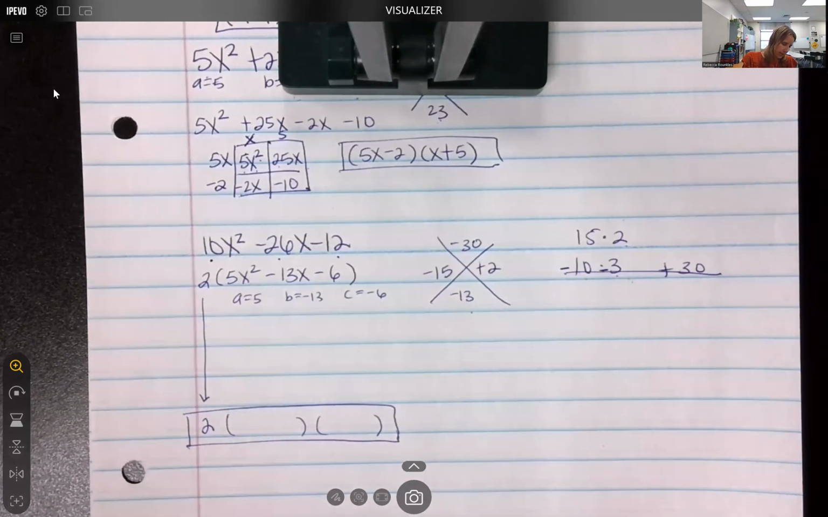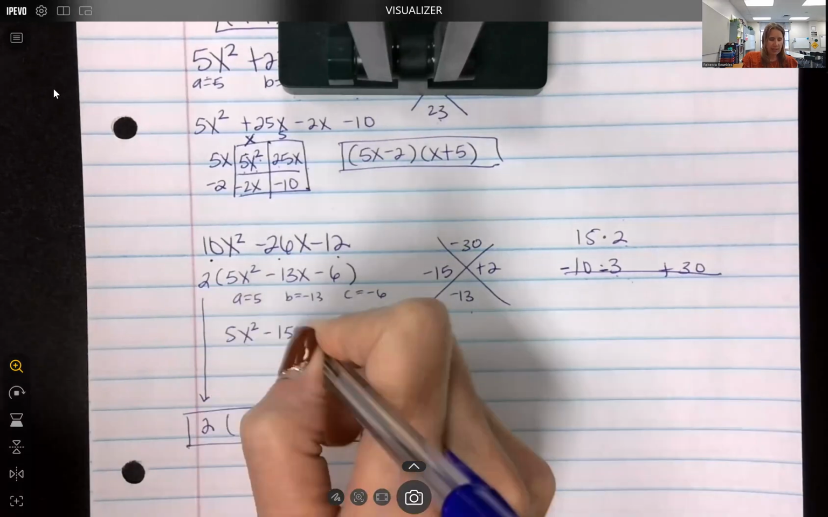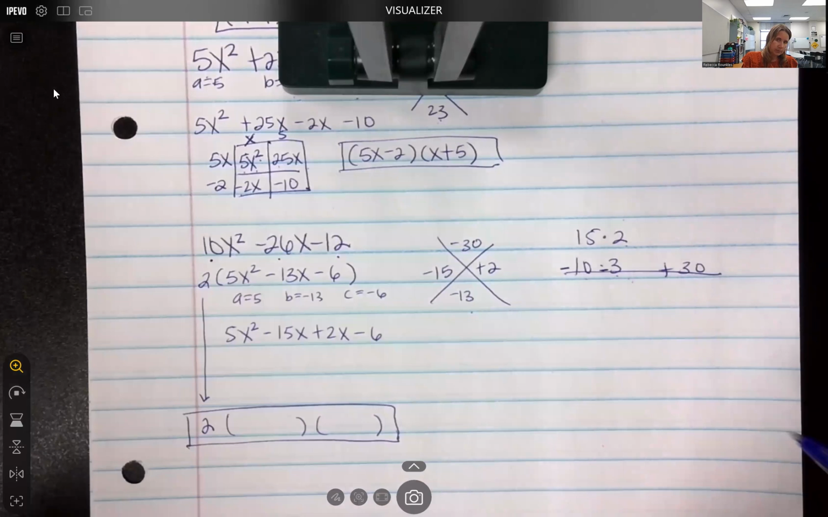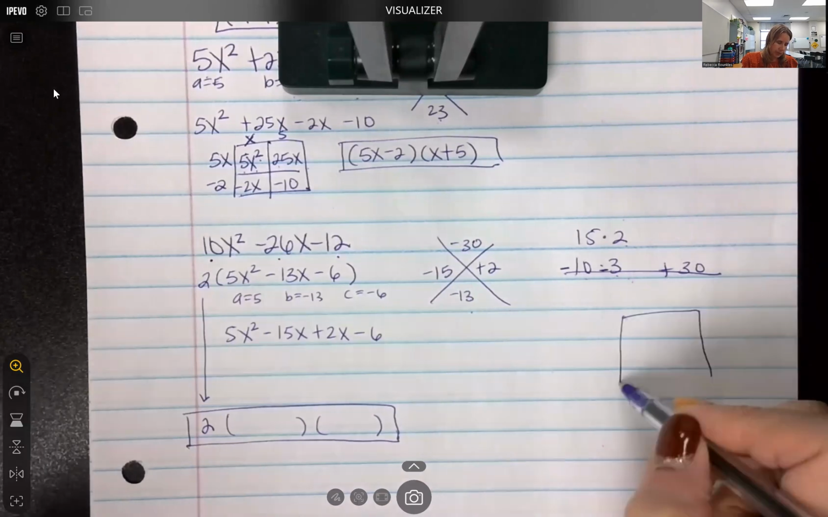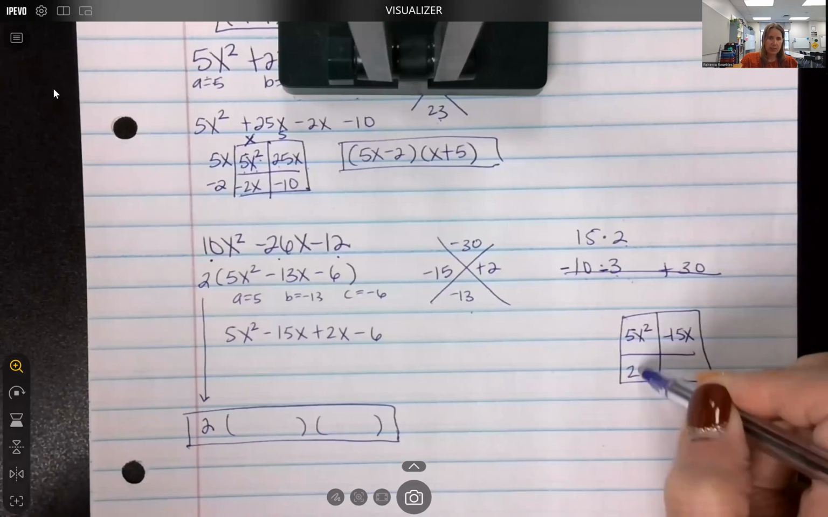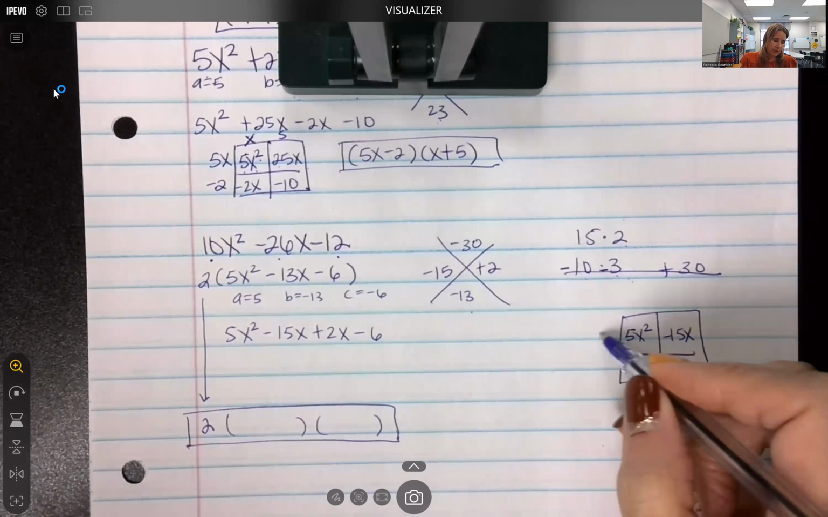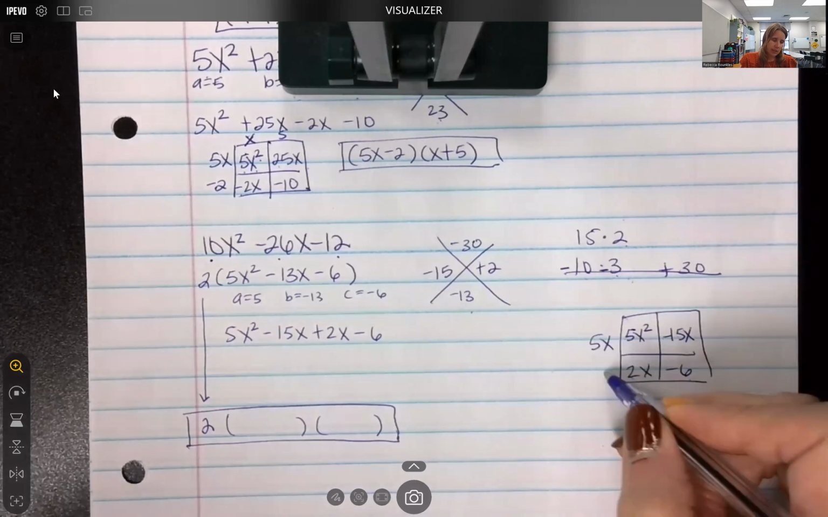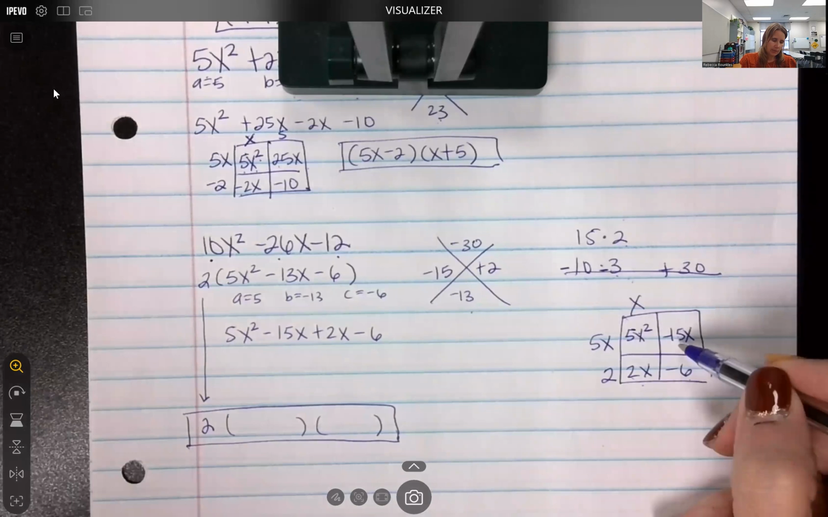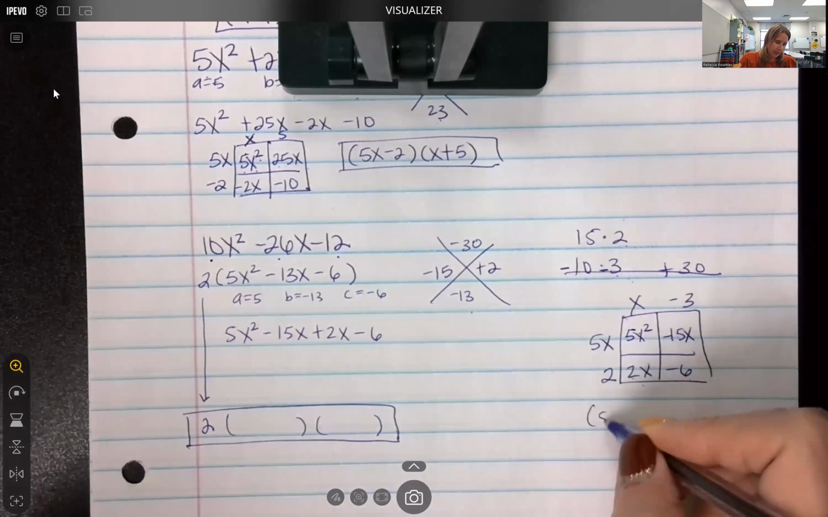Okay, so 5x squared minus 15x plus 2x and minus 6. So those are our 4 terms. Okay, put them in the box. And we get 5x squared minus 15x and 2x minus 6. Take out the greatest common factor. This is 5x. There's a 2 here. Okay, if I look at top to bottom, this is going to be just x, and then negative 15 and negative 6 will be negative 3. Okay, so our answer is going to be 5x plus 2 and x minus 3. And don't forget that 2 too.